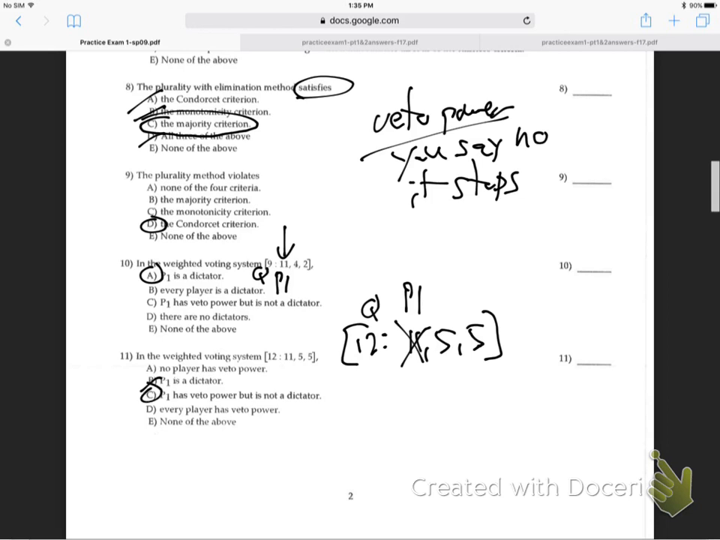Does that make sense? So far, so good. You stop me if you want to talk more about it. Otherwise, dictator can pass anything all by himself. Veto power can just block anything, but not pass anything. It's a good question. Everybody see that difference? So dictator can pass anything by himself. Player 1's not a dictator. He can't pass anything by himself. But he does have veto power. He can block anything, just like the President of the United States.